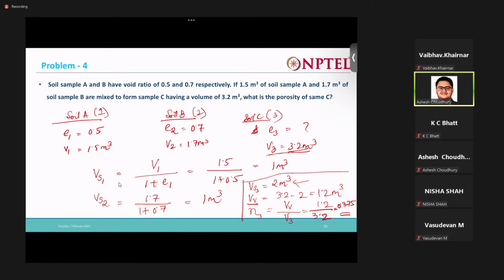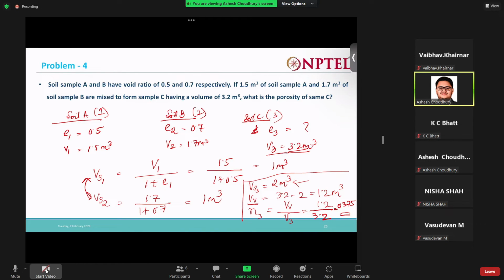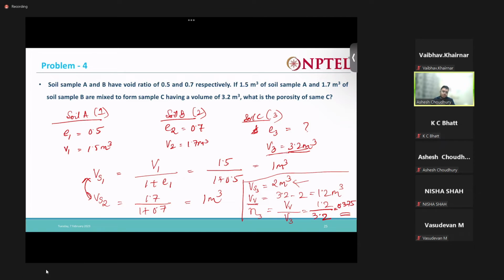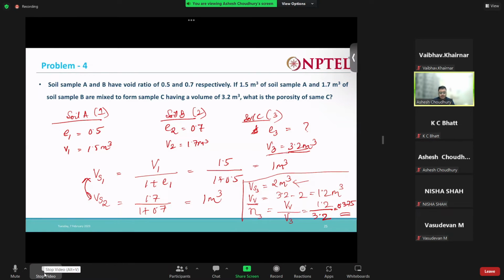So the main catch in this problem was that the soil solids will always get added up, because the soil solids always remain constant. So what we did was we found out the soil solids in sample A, we found out the soil solids in sample B, we added them up, and that number will be the soil solids in sample C. So you use that to determine the porosity of sample C.